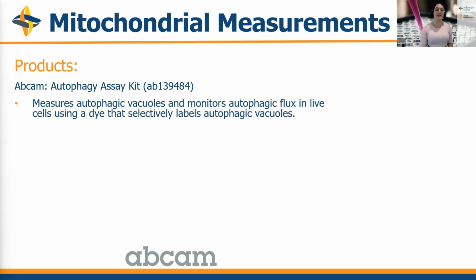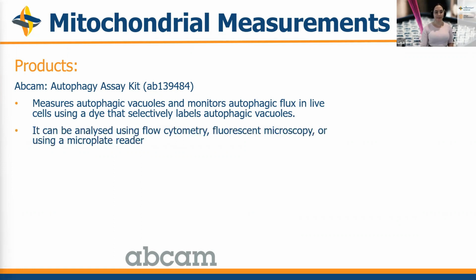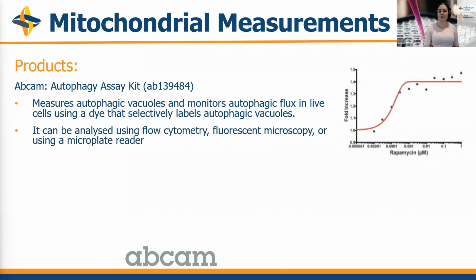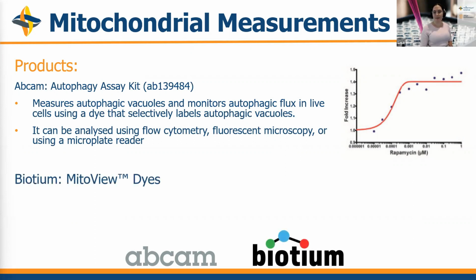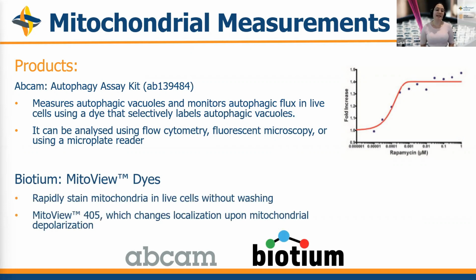So the autophagy kit can be used to measure your autophagic vacuoles and monitors the flux in live cells. And it can be used for flow, microscopy, or detection. We have an example of the data here. We have some cells that are being treated with rapamycin, and we can see the increase in the kit signal with increasing rapamycin concentration. In addition, we have the Mito-ID 405, which rapidly stains mitochondria in live cells, again not needing washing for this, and it changes localization upon mitochondrial depolarization.